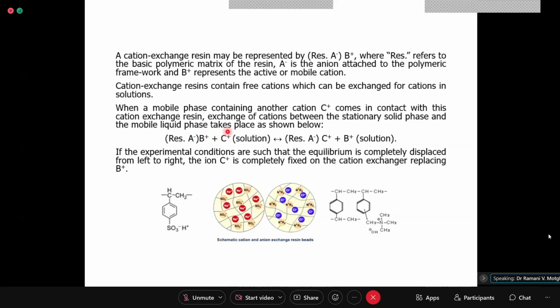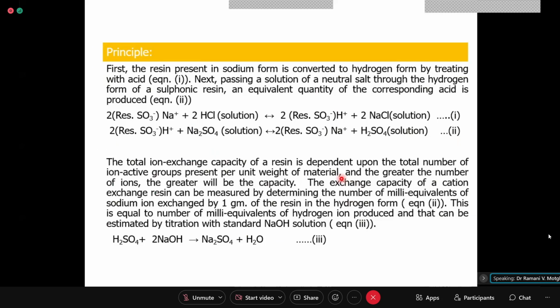Now, when calcium and magnesium come into the solution, the resin will exchange H plus with the calcium, and the resin SO3 minus will retain the Ca2 plus, because once it is attached here, it will be Ca or Mg, and H plus is released. So that is the reaction taking place.